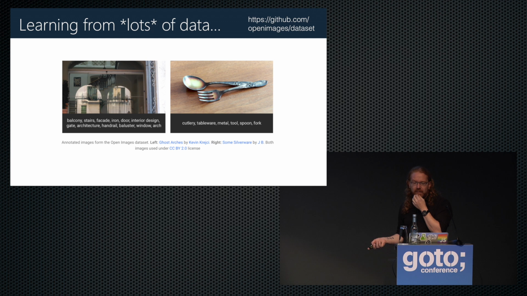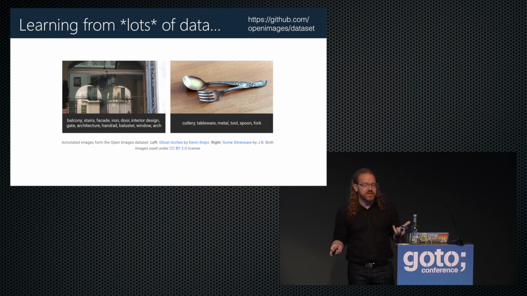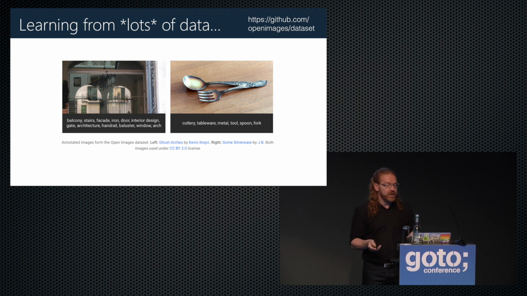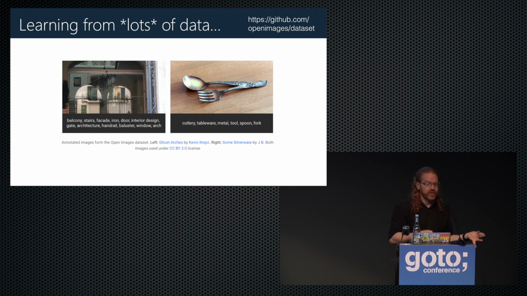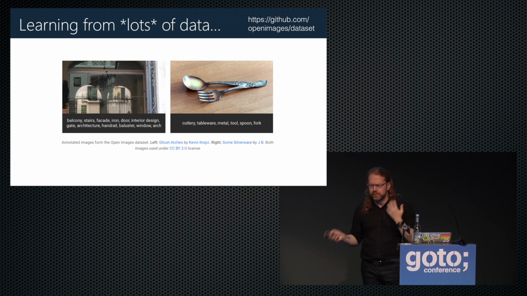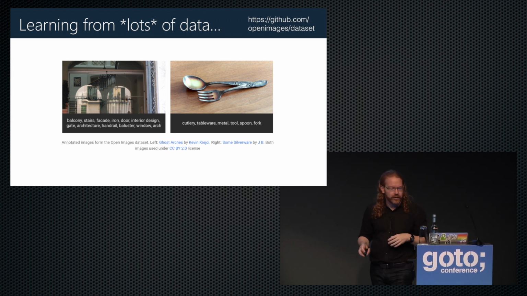And this one has, for example, this picture, the balcony, stairs, facade, iron, and so on. And it's not just like that's a spoon and that's a fork. It has lots of information in there that is highly detailed that you could then, for example, run through a translation service to find like the Danish dog, or the Danish dog is like those big ones, but that's a different story.